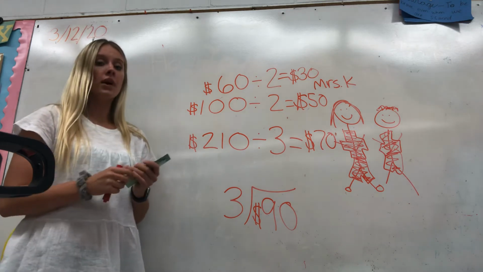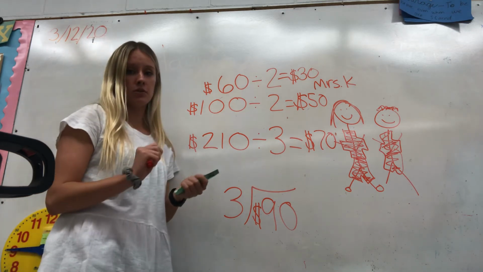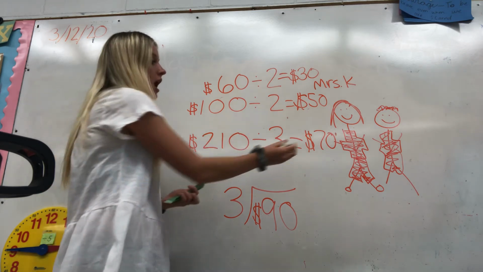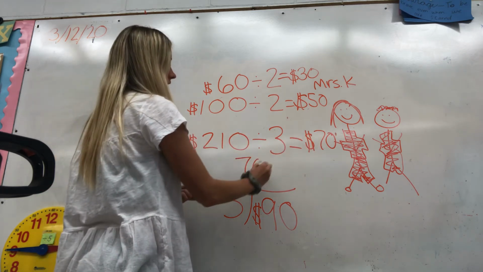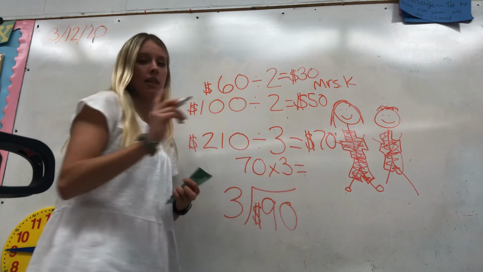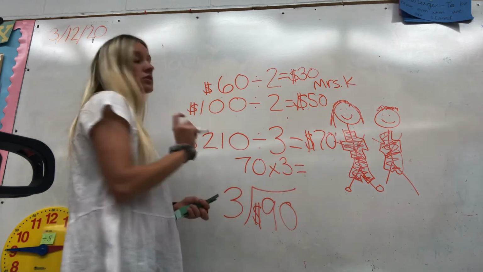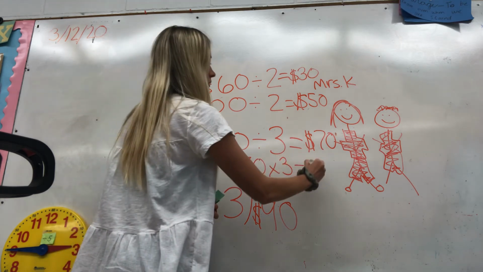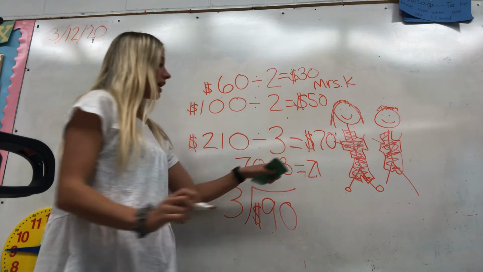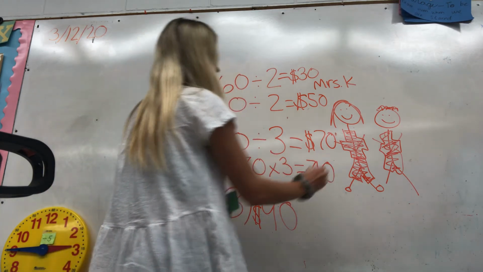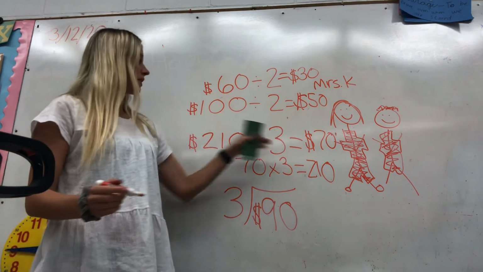Now, one thing that you have to think about when you do these, you have to check your answer. So if I times 70 by 3, let's see what I get. It should be 210. So I know 7 times 3 is 21. I know that I have to take that 0 and add it at the end. Okay, so my numbers matched up.